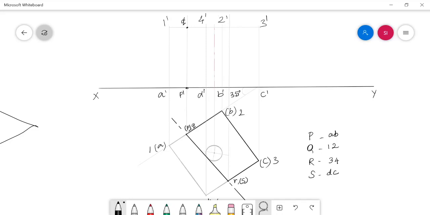And then the projector of R and S is here. I need to drop the point S in DC. So whenever this projector intersects D dash C dash, here I need to drop the cut point S. And the cut point R can be dropped when this projector intersects 3 4, that is 3 dash 4 dash is here. So I need to mark the point R dash here.